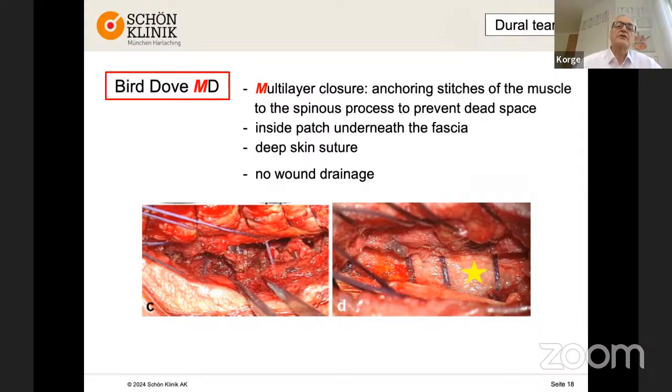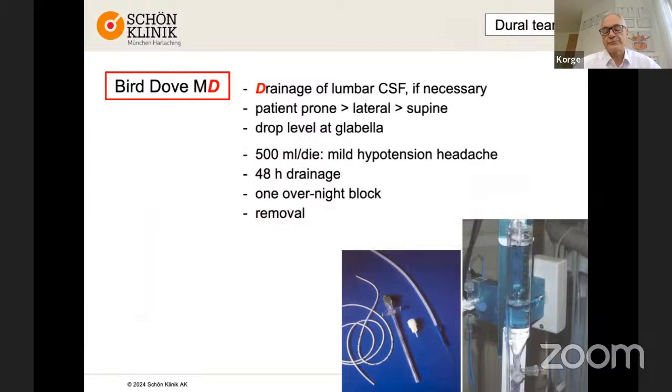If you still are not sure if you have a complete closure of the dural tear, then you should put in a lumbar drain. Usually it's 2 disc spaces or 2 segments above the dural tear. And you can place the patient post-op in a prone position. You should have your drainage with a drop level at the glabella. This is the amount like 500 cc per day, which might create mild hypotension headache. And then you have a 48-hour drainage, one overnight block, and then you remove it.